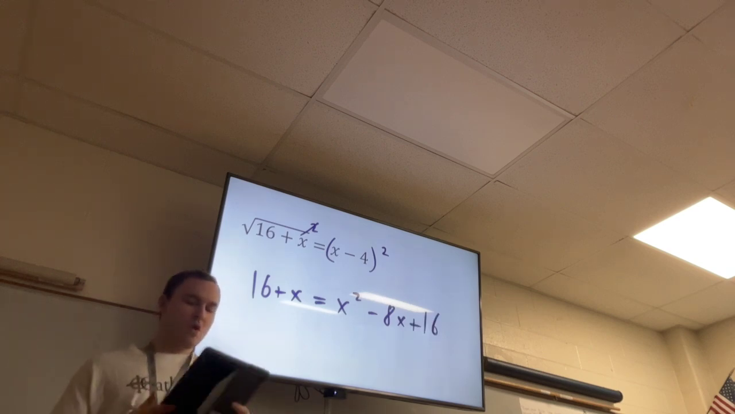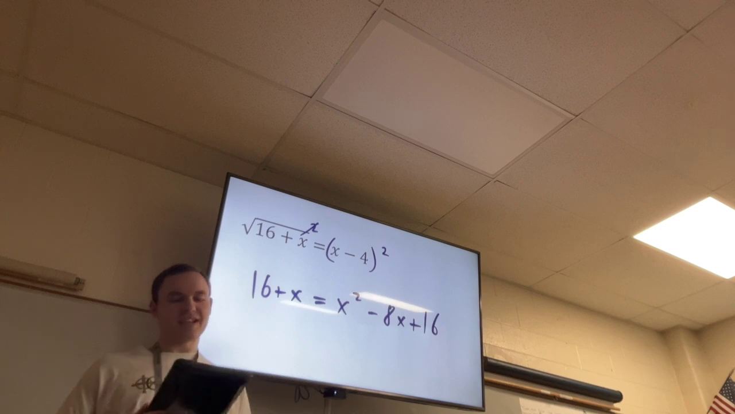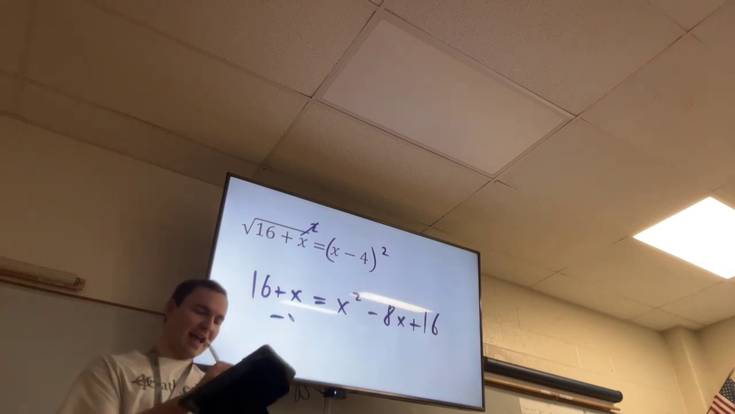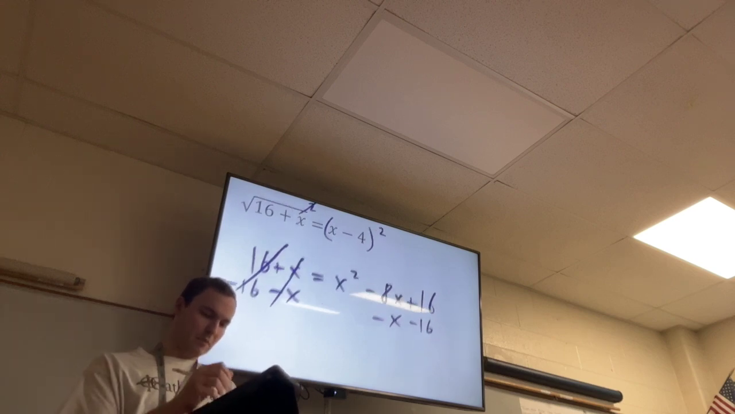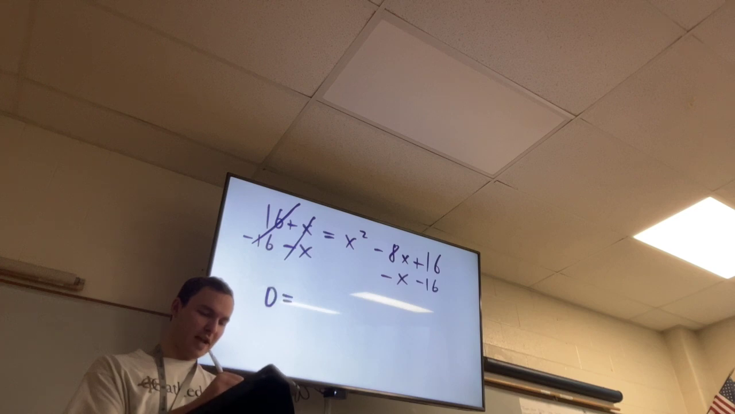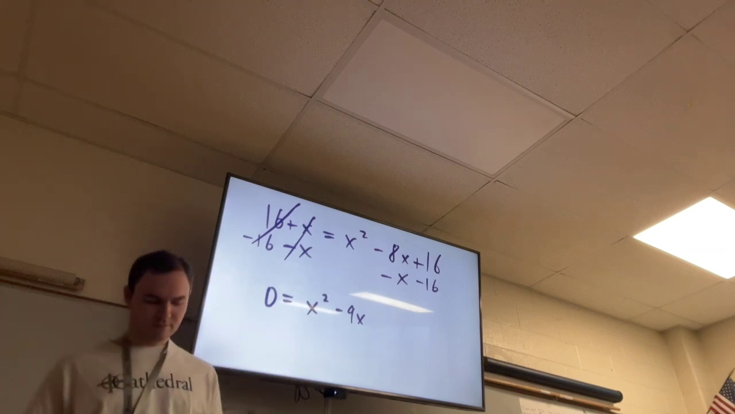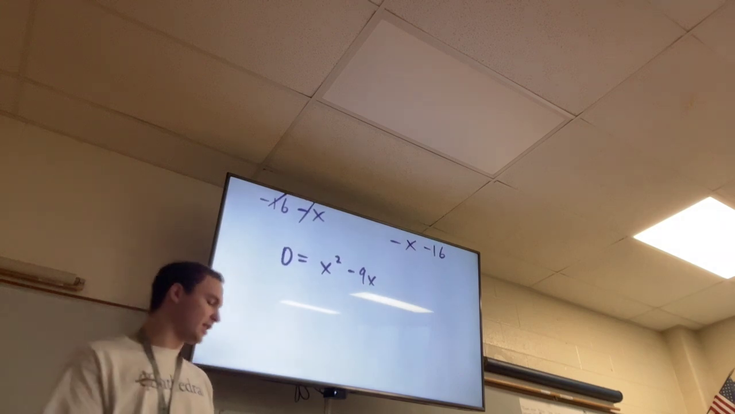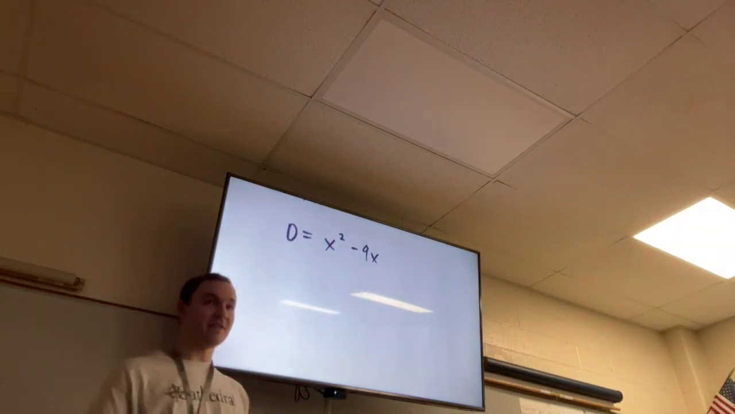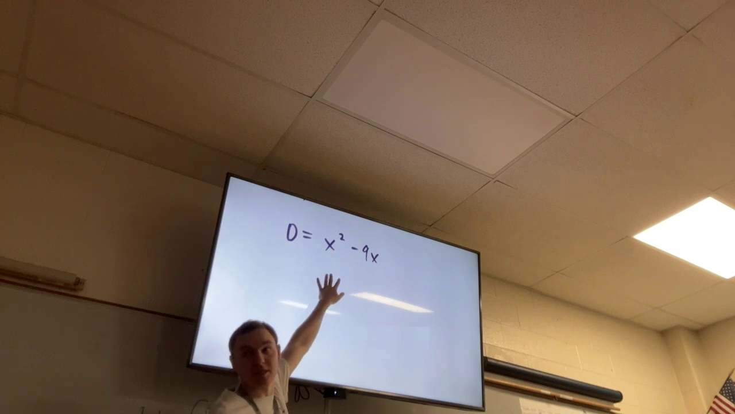Okay. What do I need to do to get my guy in standard form? Subtract x and subtract 16. So I get 0 equals x squared minus 9x. That's it. Okay. So I'm in standard form. How do I know I'm in standard form? I have a 0 on one side and my lead coefficient's positive.